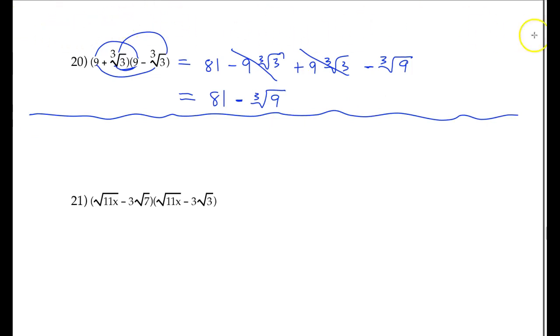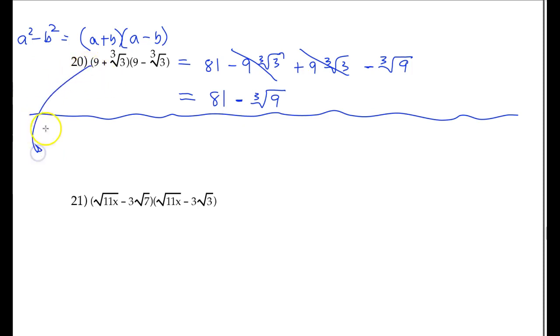Let me go and erase this right quick. I don't want to do all that. Just erase this part. So if we do this the shortcut way, we know that this looks like a plus b times a minus b, which we know will end up being a squared minus b squared. So this problem will end up being 9 squared, because a would be representative of the 9 and b would be cube root of 3. So we'll have 9 squared, and then cube root of 3 squared.